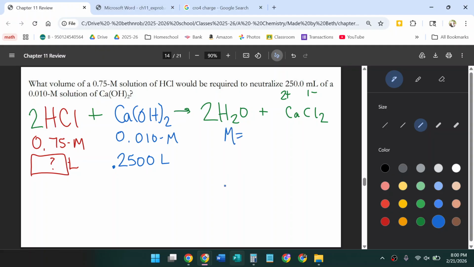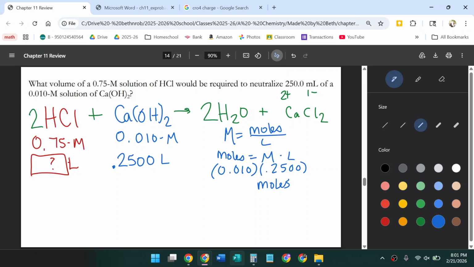All right, so because I know this and this, I can use those in my equation. Remember, M equals moles per liter. So if I want the moles, I'm going to multiply the M times the L. So 0.010 times 0.2500. This has 4 significant digits. This one has 2, so I can only keep 2. And the answer to this will tell me how many moles I have.